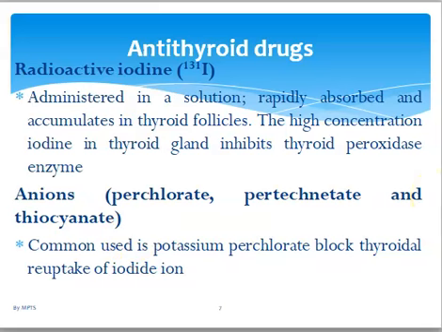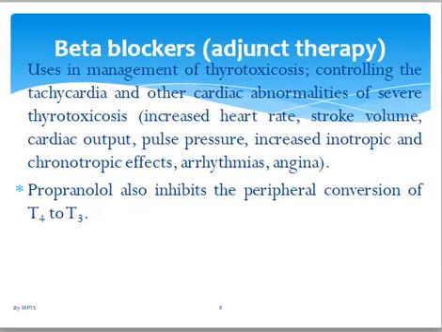Now, which drugs can be used in management of the thyroid storm or the thyrotoxicosis? The adjunct therapy. Now, of course, we know that in high thyroid hormone synthesis, we have tachycardia and other cardiac abnormalities, such as increased heart rate, stroke volume, cardiac output, and pressure. Now, of course, based on these, we can use the beta blockers. The one which is commonly used is propranolol. It also inhibits all these, and of course we know it is a beta blocker, and also it inhibits the peripheral conversion of T4 to T3, because we know T3 is the active form.